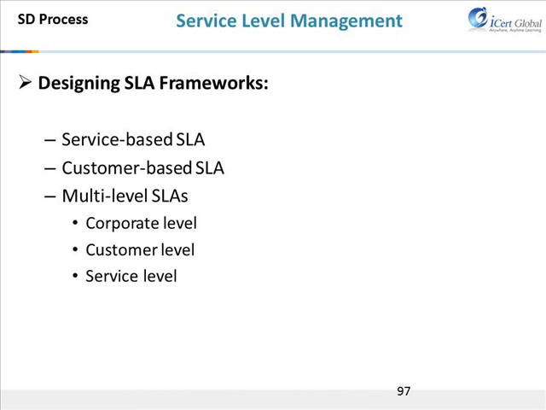Designing SLA frameworks. SLM must design the most appropriate SLA structure to ensure that all services and all customers are covered. There are a number of potential options, including the following: service-based SLA, customer-based SLA, multi-level SLAs.